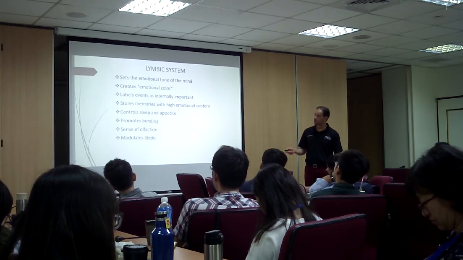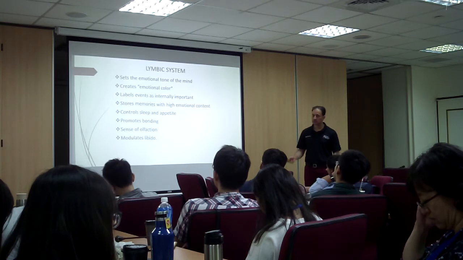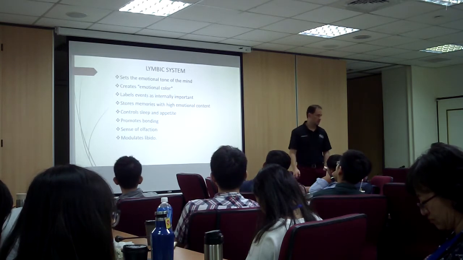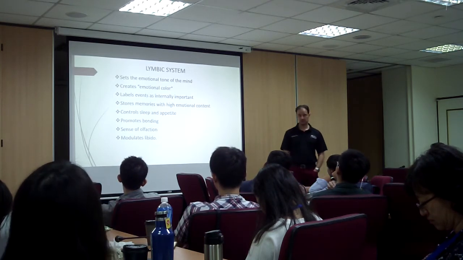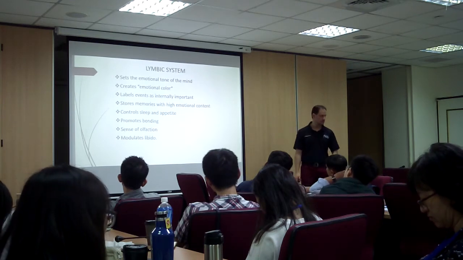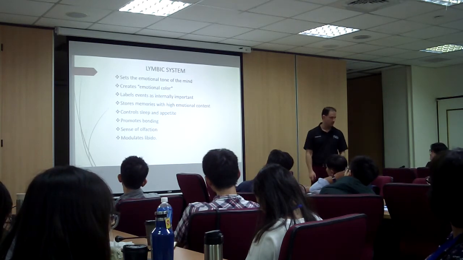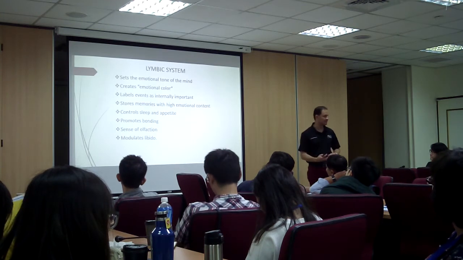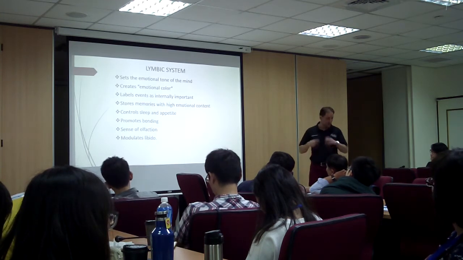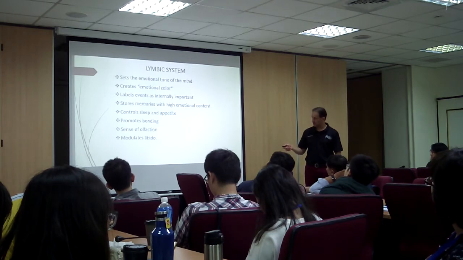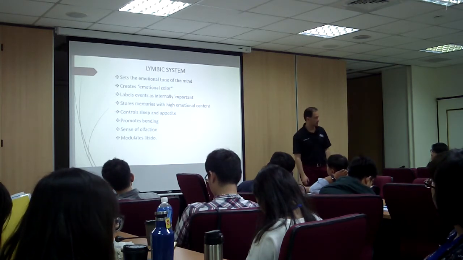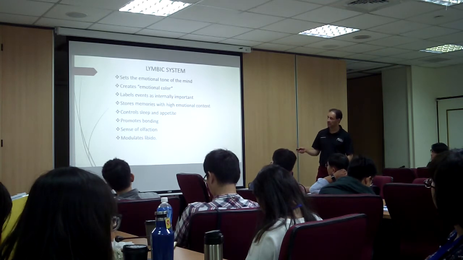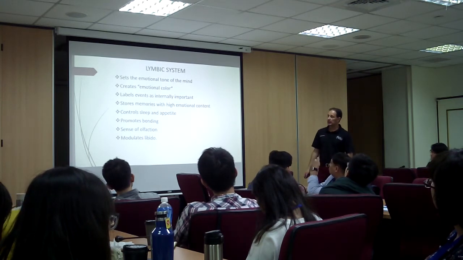Okay. Control sleep and appetite. And that's the reason why when you're stressed, you don't eat a fruit salad. You go for that McDonald's Happy Meal. Those McNuggets or whatever it is that you have in front of you that looks really tasty, that is very bad for you, but you eat it. It's because of the cortisol, that's the output from the cortisol and the activation of the limbic system.